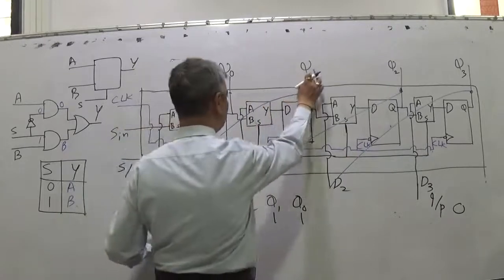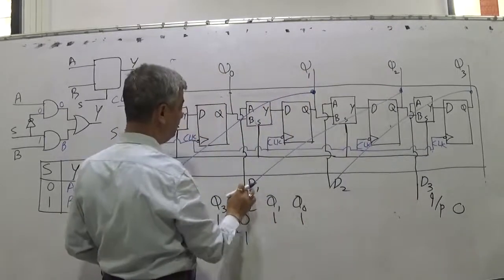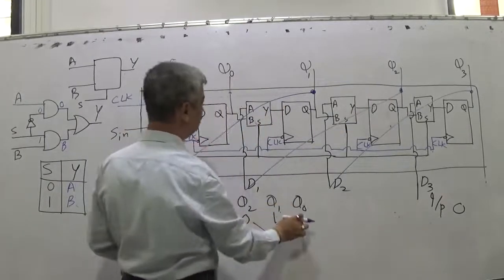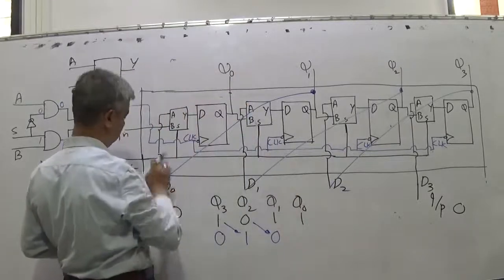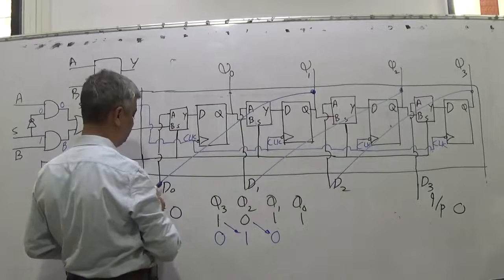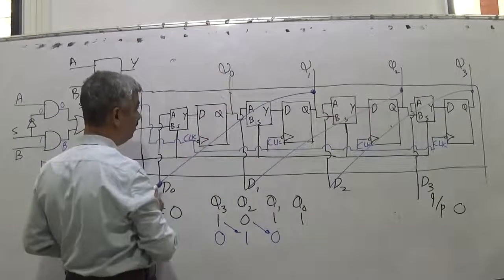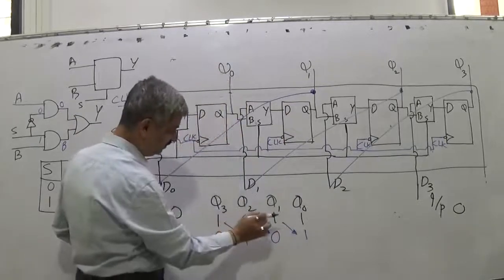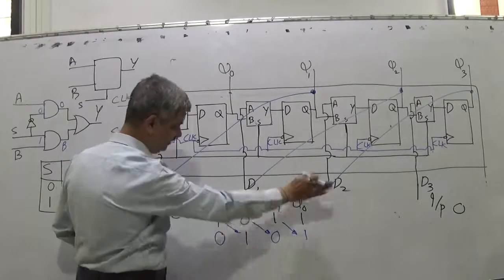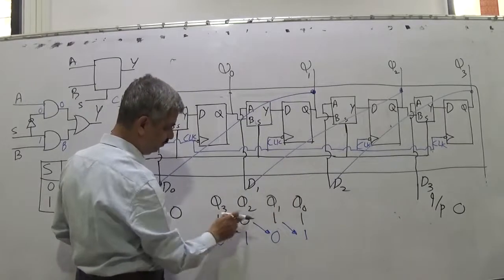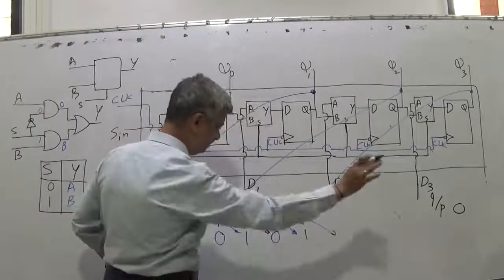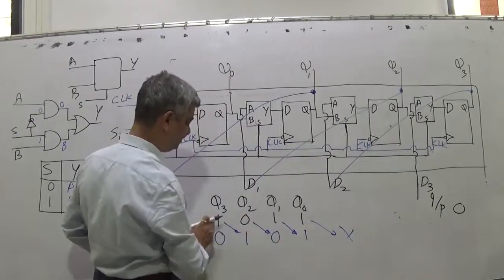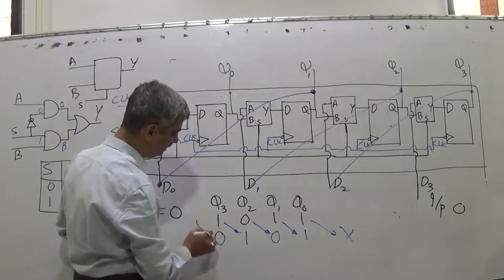What will be Q1? Q1 will be D1. What is D1? D1 is old Q2. So old Q2 will be transferred as 0. What is Q0? Q0 is D0. Means when clock comes, D0 is supposed to get transferred to Q0. What is D0? D0 is old Q1. So old Q1 is 1. So what I am doing? This I am shifting. This goes out, is not used. This one gets transferred here. This 0 gets transferred here. This one gets transferred here, and new input is added here.